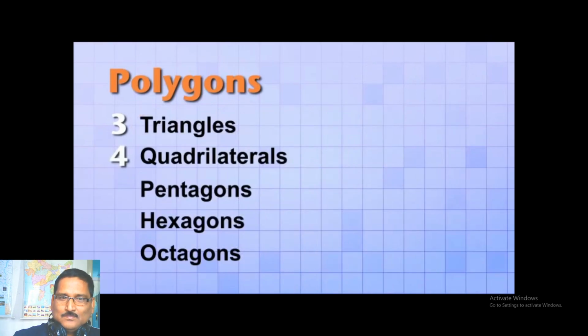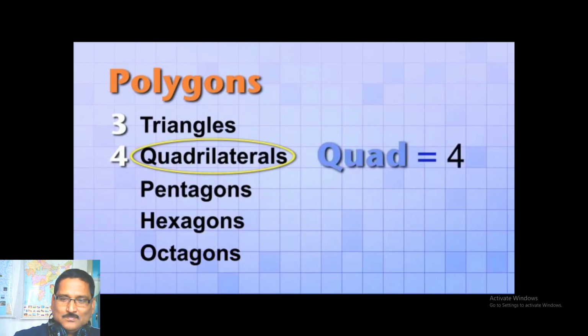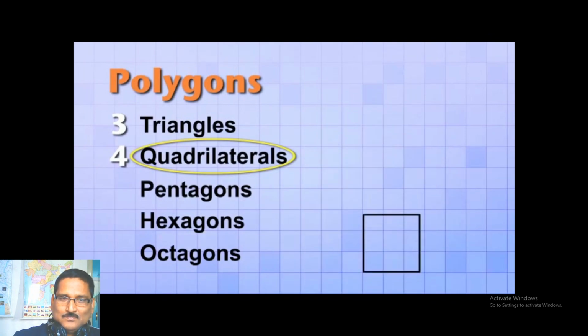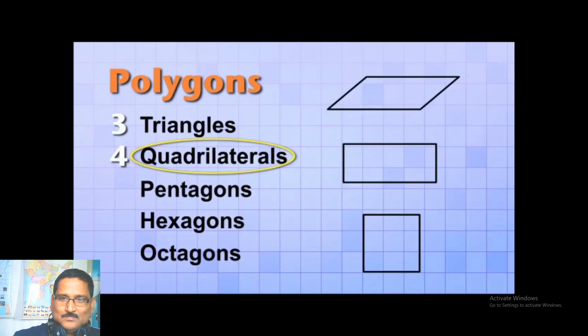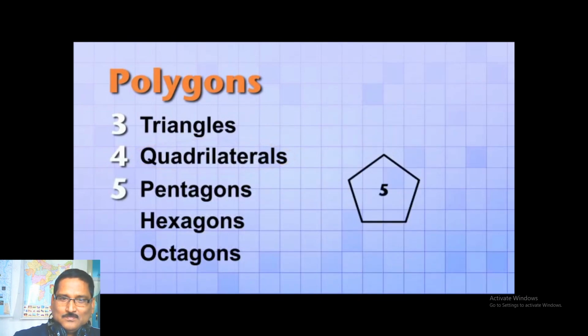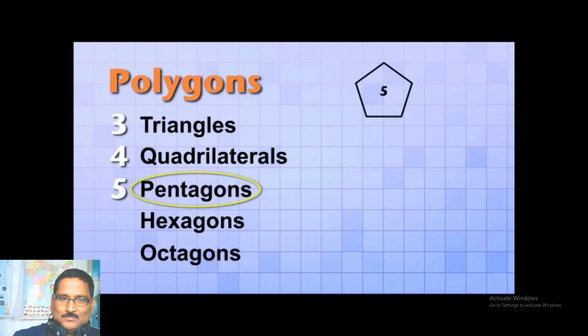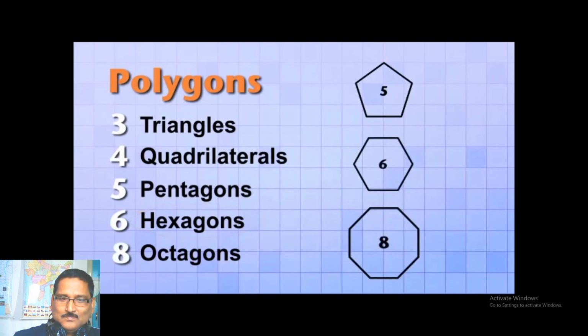4-sided polygons are called quadrilaterals. Wow, now that's a fancy math word. But it helps if you just remember that the first part, quad, means 4. Quadrilaterals are shapes like squares, rectangles, and parallelograms. They'll also get a video of their own. 5-sided polygons are called pentagons. 6-sided polygons are called hexagons. And 8-sided polygons are called octagons.